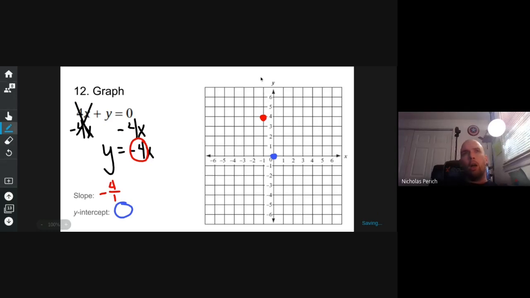Up 1, 2, 3. Oh no, ran out of room. Go back to your original dot. Up 4, left 1 is the same as down 1, 2, 3, 4, right 1. Put a dot there. Down 1, 2, 3. Ran out of room. I have 3 dots. Connect them, if you will. Magnifique.